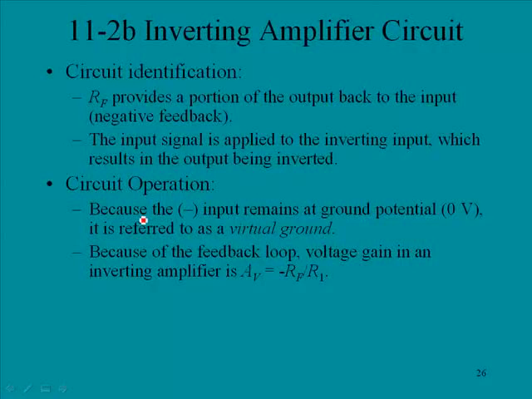Circuit operation. Because the minus input remains at ground potential, 0 volts, it is referred to, and we've talked about this before, as a virtual ground. Because of the feedback loop, voltage gain in an inverting amplifier is minus RF divided by R1. So the minus indicates that it is inverted.